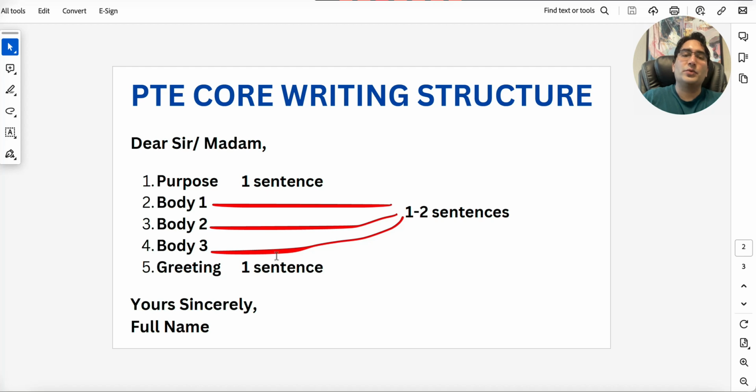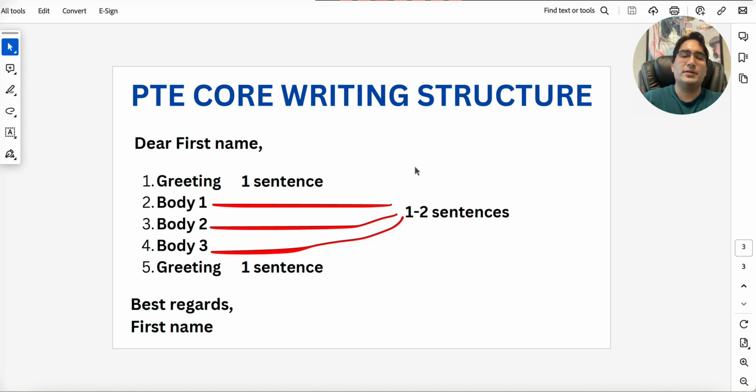Now you finish off with the greeting, which is usually 1 sentence. Again, something like, I'm looking forward to seeing how my suggestions translate into actions. I'm looking forward to meeting with you to discuss further, etc. Okay, that's it. This is the perfect structure for your PTE Core Writing formal emails, which means we have an informal structure as well. Don't worry, it's pretty similar.